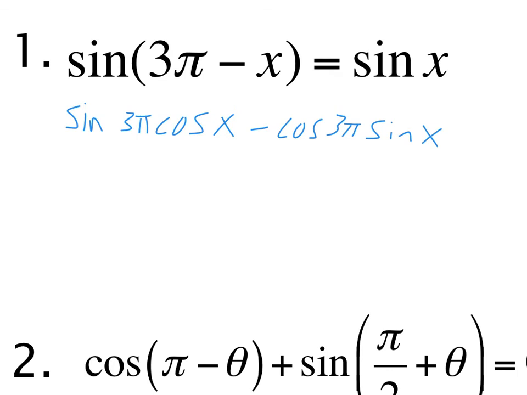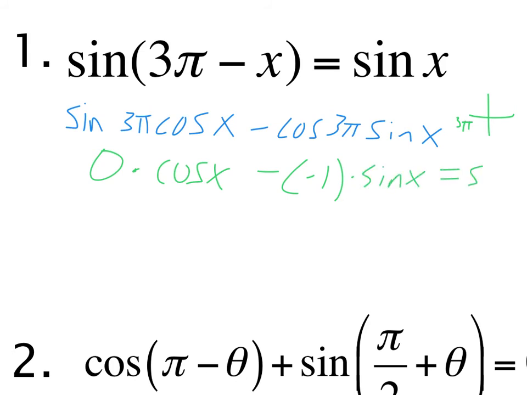Okay. Now I can go ahead and use what we know to simplify some of these, because I know that sine of 3 pi, if we think about our unit circle, 3 pi is right here. Okay, so sine would be our y value, which is 0. So this is really 0 times cosine of x minus, well, cosine of 3 pi, our x value would be negative 1. So this would be negative 1 times sine of x. Okay, and this still equals sine of x. You can just bring this down.